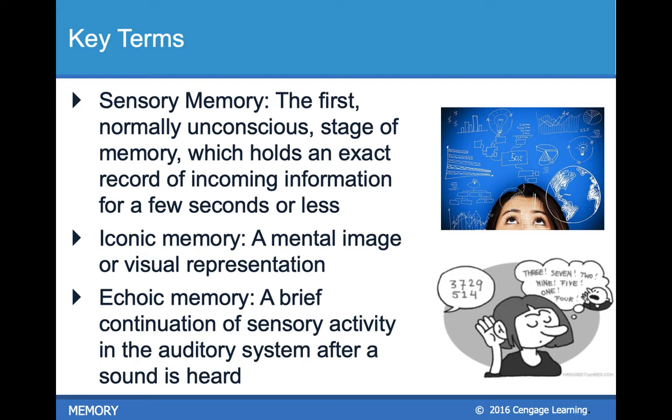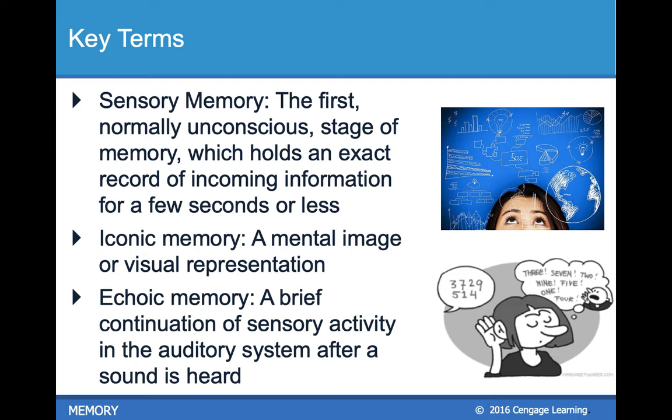Sensory memory is broken down into two major components, although there can be others. Iconic memory is the mental representation of a visual image or a mental image. Echoic memory is sound related. Echoic sounds like an echo. That's a brief continuation of sensory activity in the auditory system after a sound is heard.